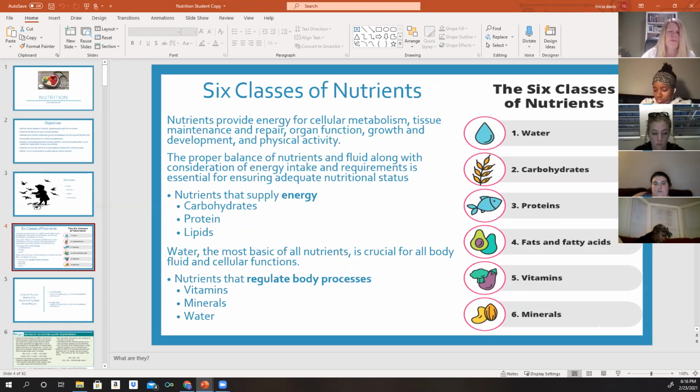So nutrients that supply energy are our carbohydrates, our proteins, and our lipids. Water is the most basic of all of our nutrients, and it's extremely crucial for all body fluid and cellular functions. And nutrients that regulate body processes are going to be your vitamins, your minerals, and your water. So that's all 6 classes: water, carbohydrates, proteins, fats, fatty acids, vitamins, and minerals.